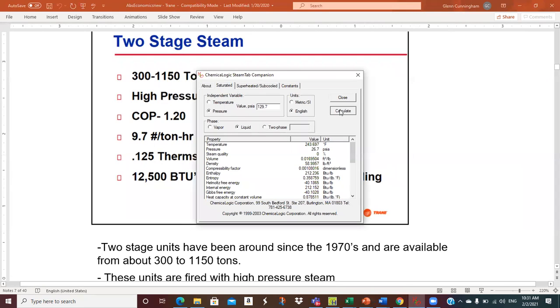So on the liquid side, yeah, that's 347. And here we can check the enthalpies too. This is the liquid, 318.3. And then we get the vapor. Vapor enthalpy is 1192.1.